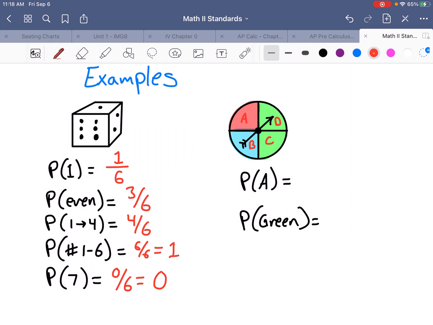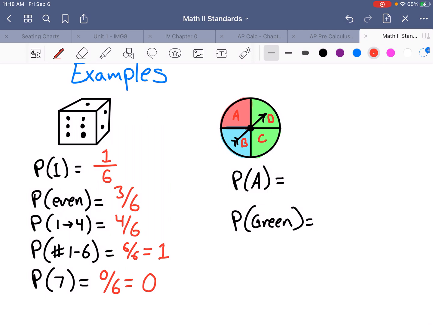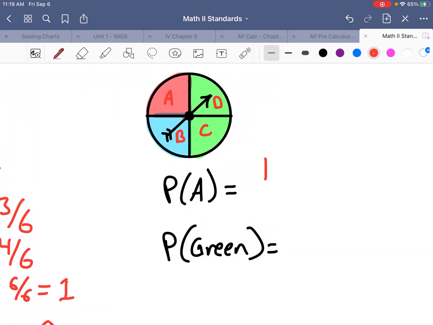What about for the spinner over here? Probability of getting A. Well, if we look at the spinner, we have 4 sections, all equally divided. So each of those sections is equally as likely to be landed on. So there are 4 sections, and only one of those sections is A, out of a total of 4. Now, if we look at the color, that's going to be a little bit different. The number of green sections is going to be 2 out of 4, which is the same as 1/2.